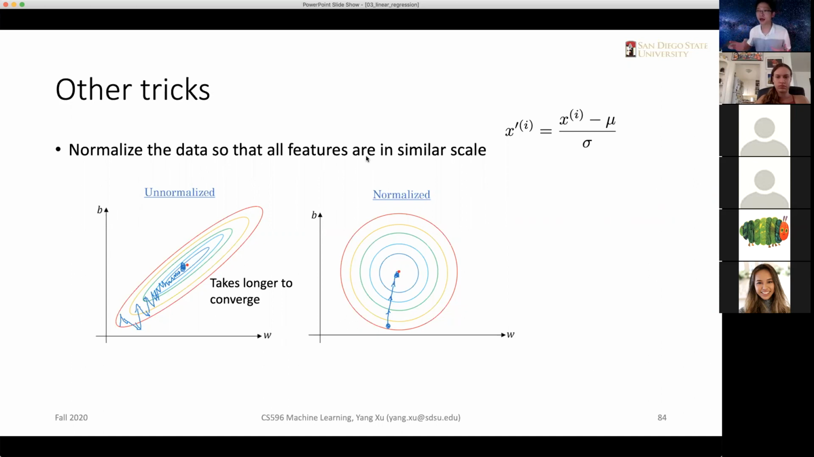Okay, so this trick, I think I have done it in the assignments: when the data are normalized, it's easier for the gradient method to find a more efficient way from the current parameter values to the theoretical minimal points.